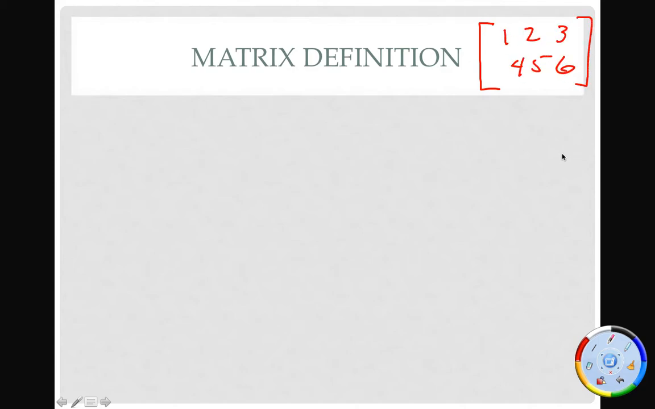You could have positive numbers, negative numbers. You can have fractions in there. You can have all sorts of things. This is a basic matrix. So let's go ahead and get through all of the little things so we can get into the more complex things relatively quickly.